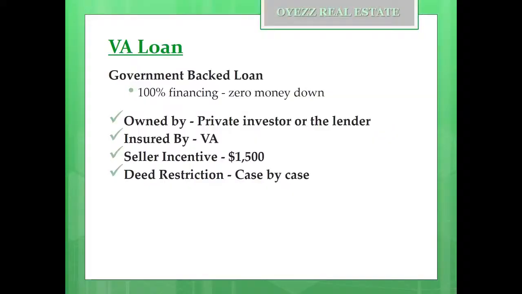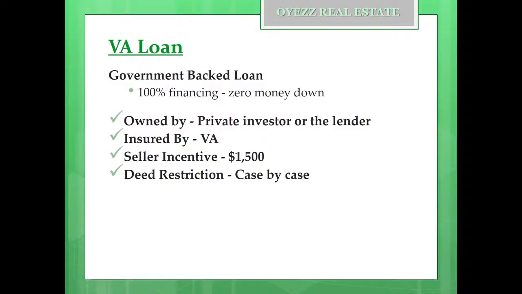The seller incentive, they can only receive $1,500. This is a fact. I've done several of these. The seller is only going to get $1,500. They can't get $1,600. They can't get $2,000. It is $1,500. That is all they're willing to offer. Deed restriction, again, is case by case.